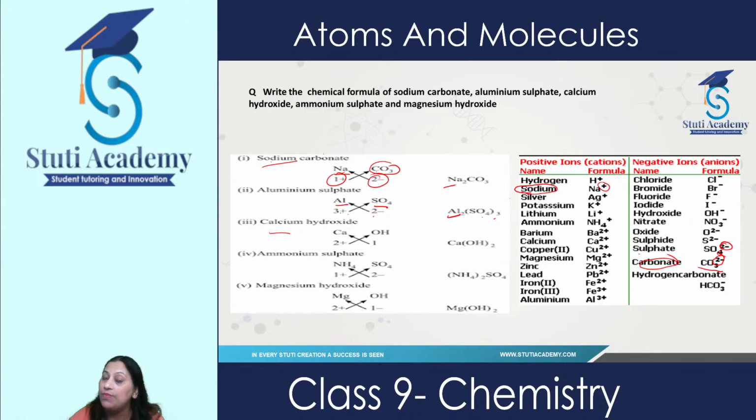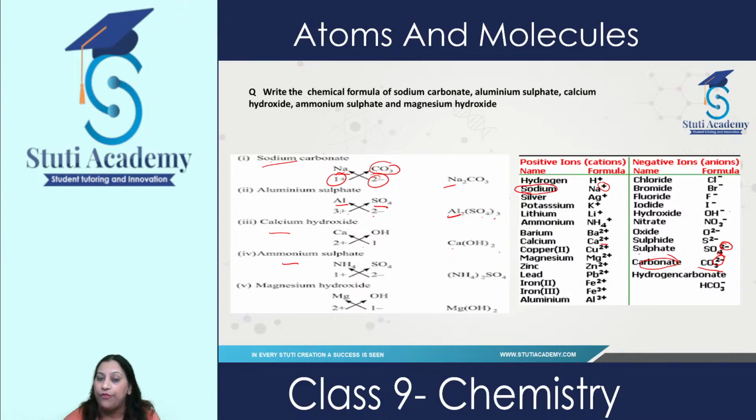Then we have calcium hydroxide. Calcium, look at this, it's +2. And hydroxide, where it is, it is 1. So after crisscrossing, you can write Ca(OH)2. Again, it is polyatomic because it contains oxygen and hydrogen. Simple.